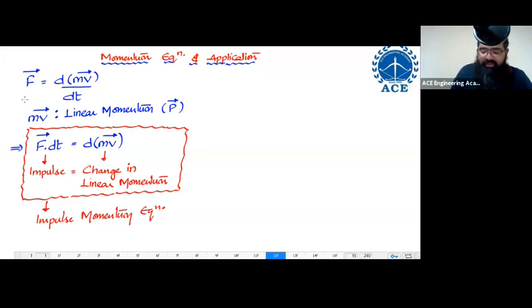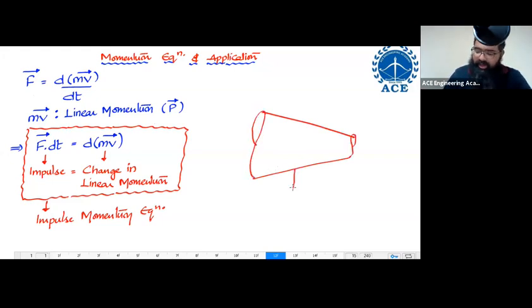I am having this equation F is equal to d(mv) by dt. Whenever a flow is taking place, imagine there is some particular nozzle. In this particular nozzle, there is some flow taking place. And I'm holding this nozzle with some support over here. There is some flow taking place over here.